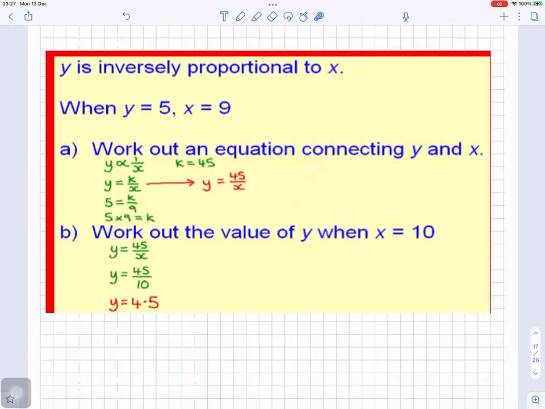Part B, work out the value of y when x equals 10. So you take the value 10 and put it for x there. So y is 45 divided by 10, which gives you 4.5.